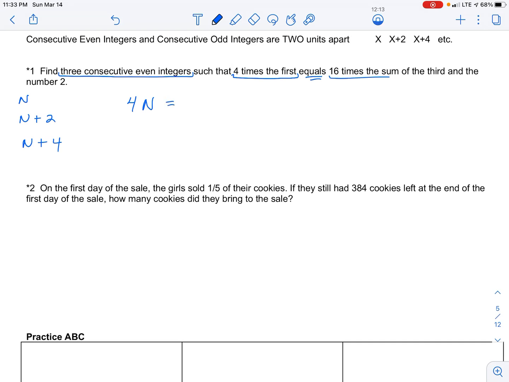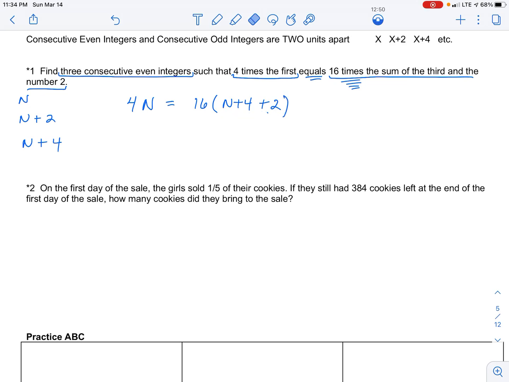16 times the sum of the third and the number 2. 16 times, I'm going to put parentheses here for my multiplication sign. 16 times what? The sum of the third and the number 2. My third is n plus 4, right? So the sum of my third number, n plus 4, and we're going to add 2 to that, because it says the sum of this number plus 2.